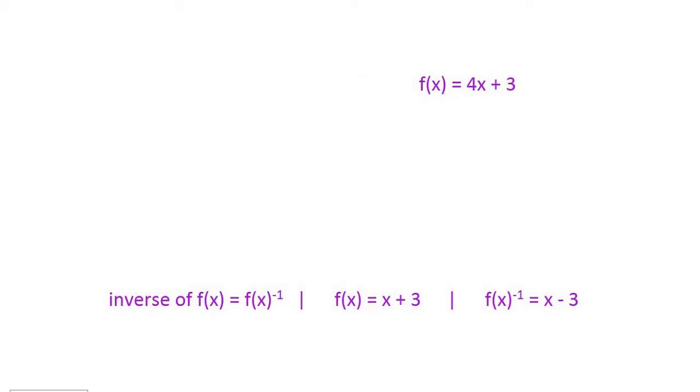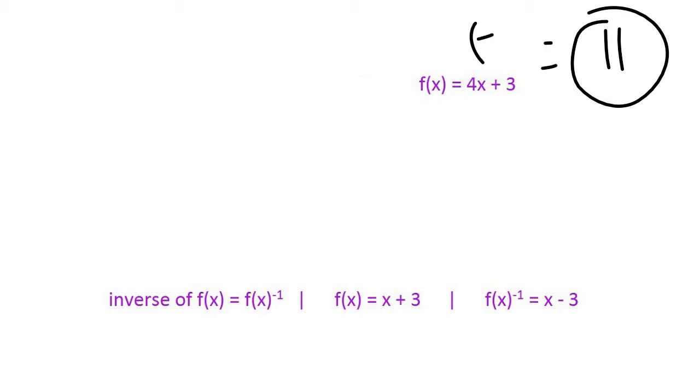Alright, and here in our last problem, it's f of x is equal to 4x plus 3. So let's just plug a number in for x. We'll say 2. So 4 times 2 is 8. 8 plus 3, 11. So 11. That's our answer derived from x is equal to 2. So f of 2 is 11. Alright, so now let's find the inverse of the function.